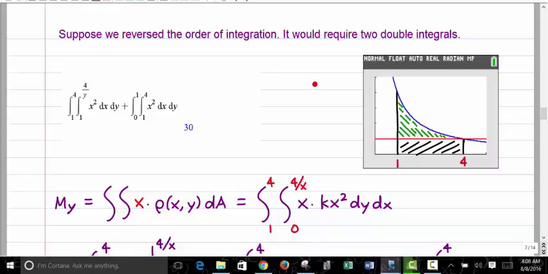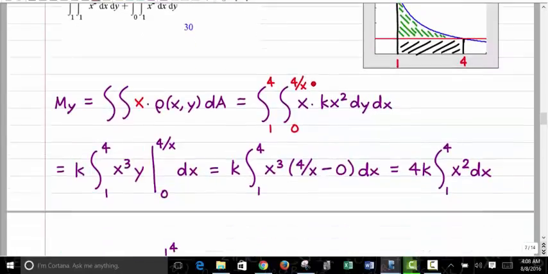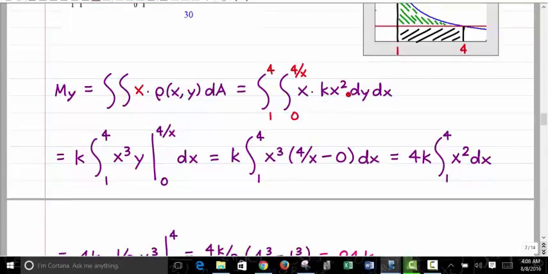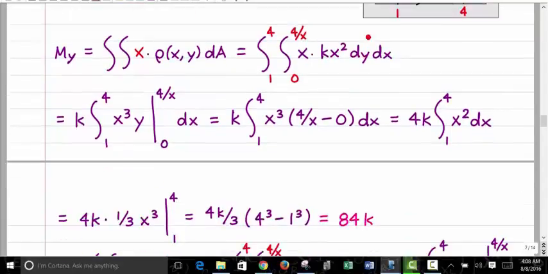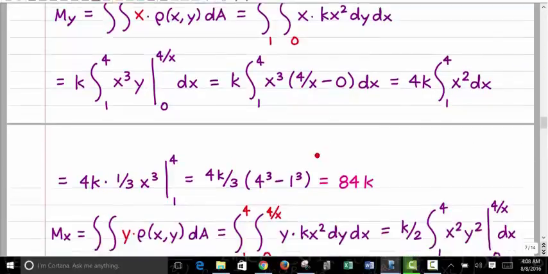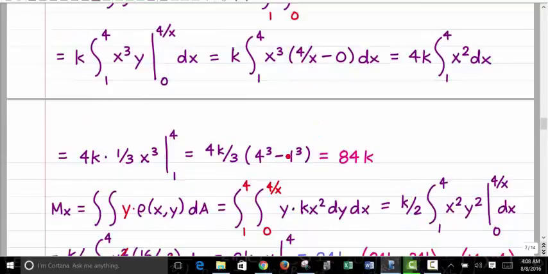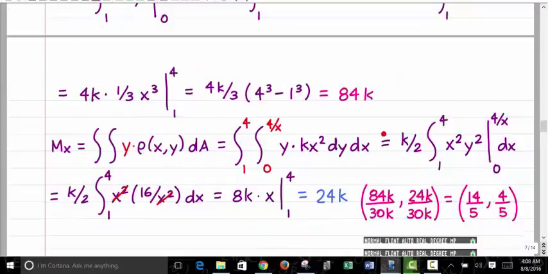So now I'd come down here, and we've got to get the My moment. There's our x we have to put in there times our density function kx squared. Obviously just toss that k out, work with it from there. X cubed y, so dy, so the antiderivative of dy is y. Put in 4 over x, put in a 0, distribute, you get 4x squared with the k sitting there. Not too bad. Go from there, easy. 84k, that's your My moment.